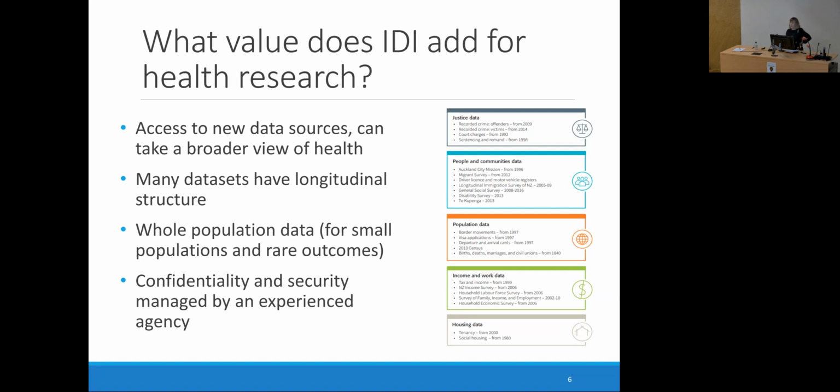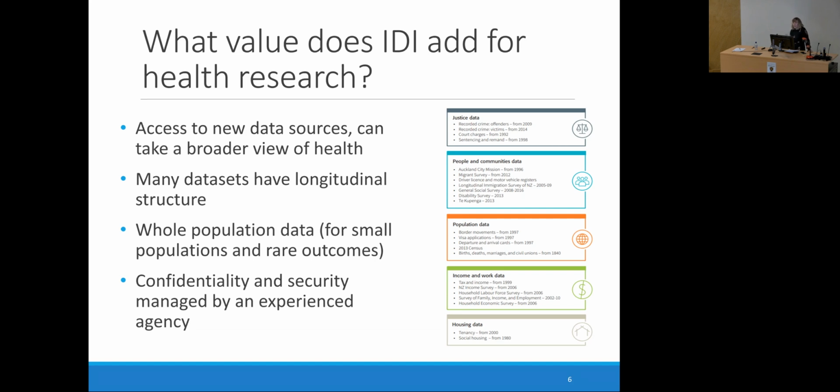Most of the data sets are what I call whole population data, so population level data. They're not surveys, they are everybody in New Zealand who has used a particular service. And that's really good when we want to look at small populations or rare outcomes, so particular types of cancer. Suicide is a good one, that's quite a rare outcome. You simply can't do those things in a small survey because you just don't have the numbers that you need.